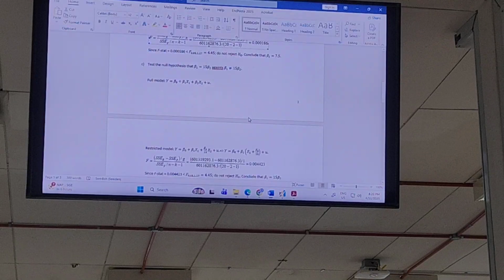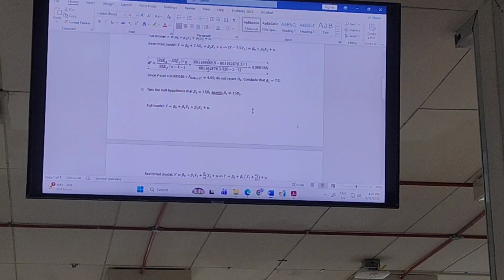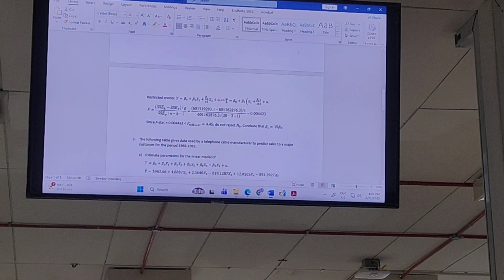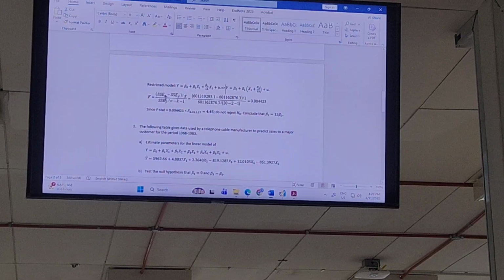So if you calculate manually, then you have to estimate the full model. The full model is like before, and if the null is true, what happens to the model? You can replace beta 1. Because beta 1 equals this one, beta 2 equals beta 1 over 15. So you replace beta 2 with beta 1 over 15, and you rearrange. Now you get a new model. You estimate this model, then you get the SSER. Okay, you understand this one? I don't need to show, right? Just like before.